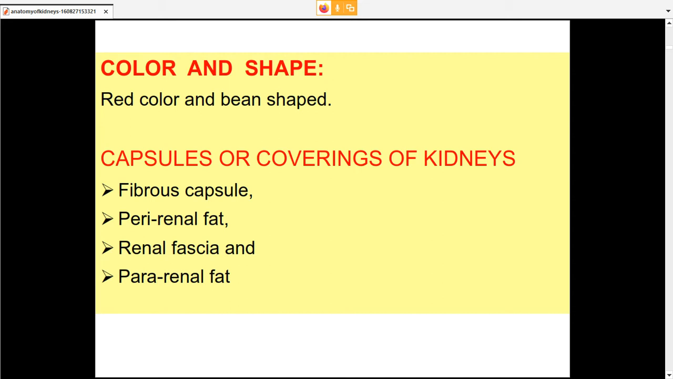And these are the coverings of the kidney, from outside to inside. First, strictly speaking, the surface of the kidney is covered by the capsule. Then outside the capsule we can identify perirenal fat. Then outside the fat we can identify renal fascia. Then outside the fascia we can identify pararenal fat. So these are the four structures, coming from inside to outside.